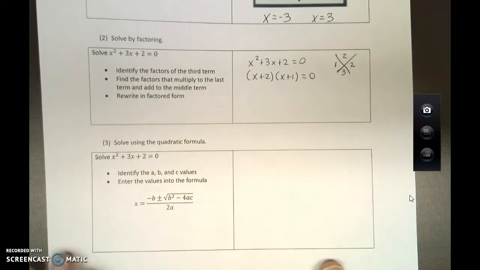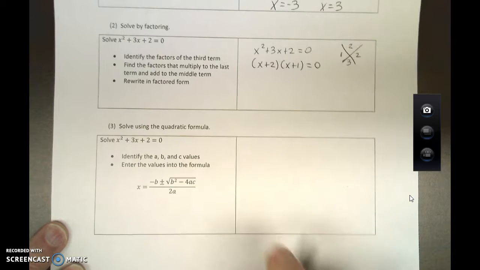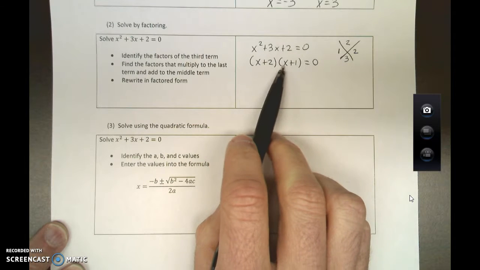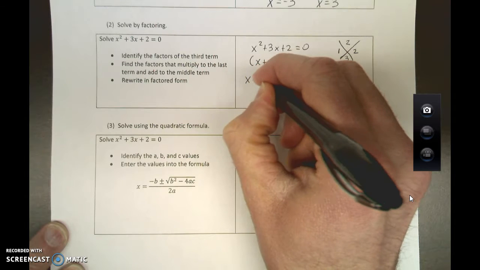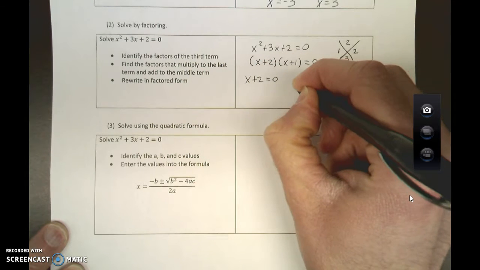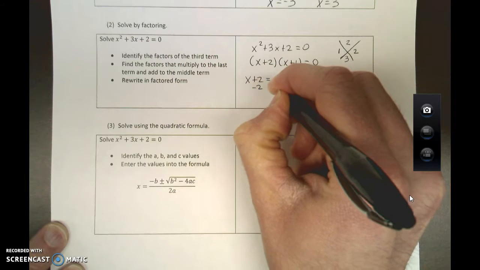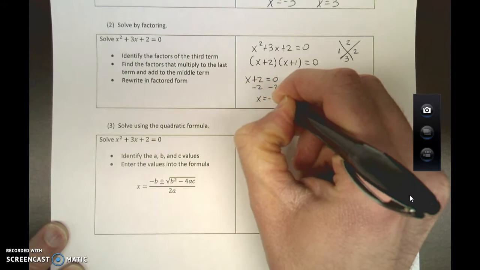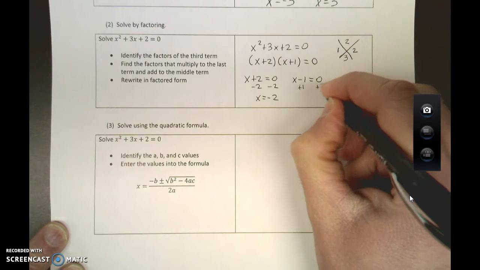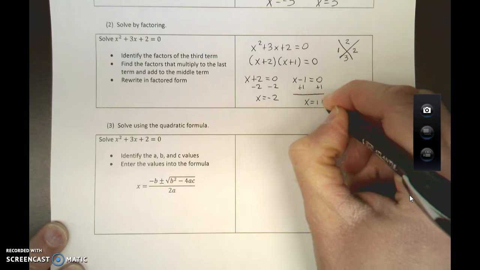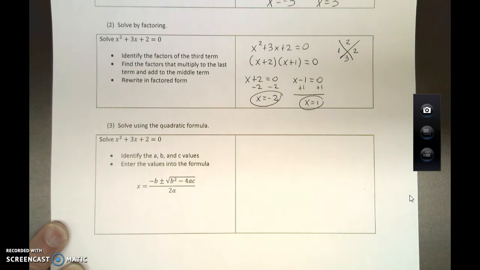And now I can solve it. So now we're looking, just like we did with the graphing, we're looking for the solutions. Because of the way we set this up, and it's equal to 0, I can say that either x plus 2 equals 0 or x plus 1 equals 0. And then solving for x equals -2, or x equals -1. And those are my two answers for that problem.